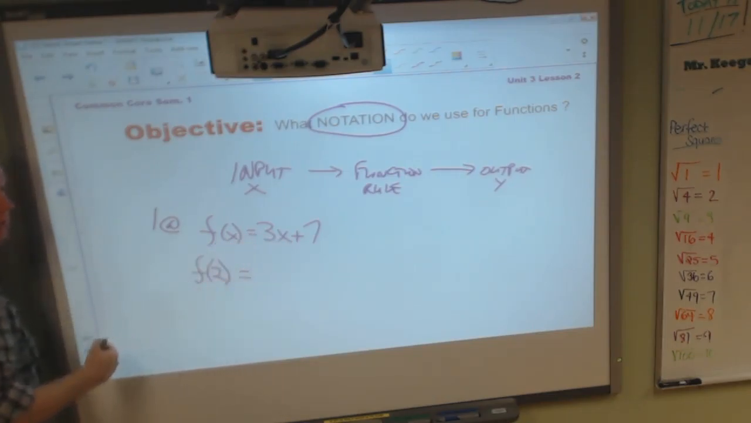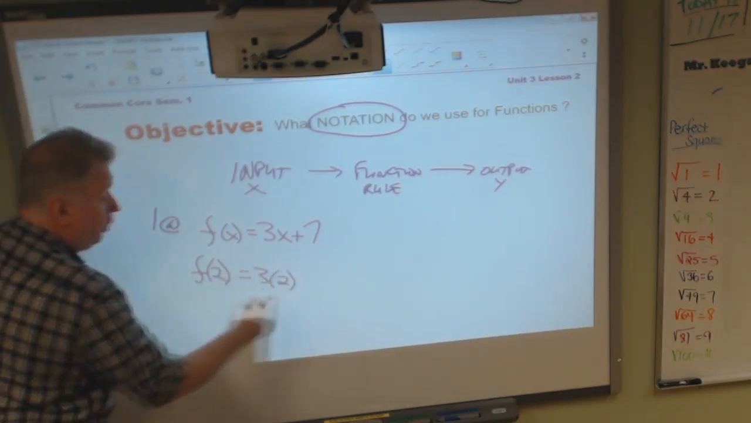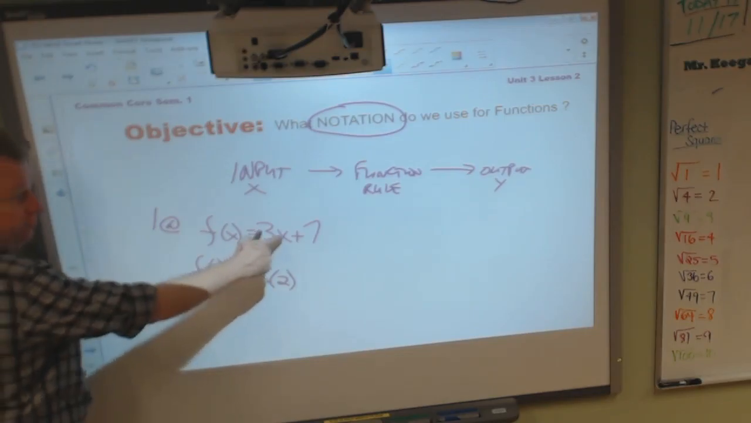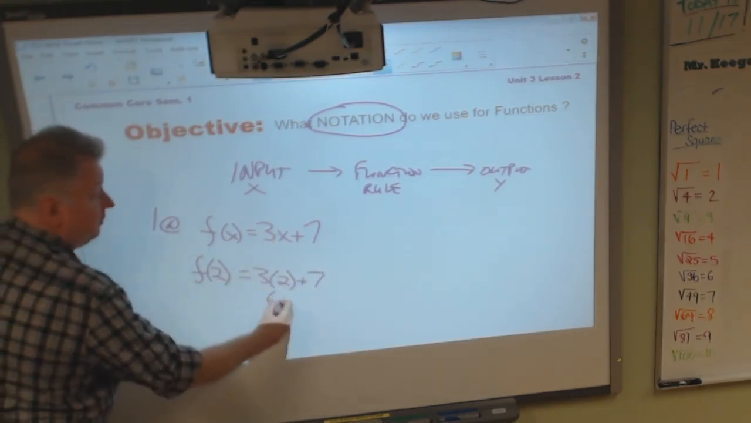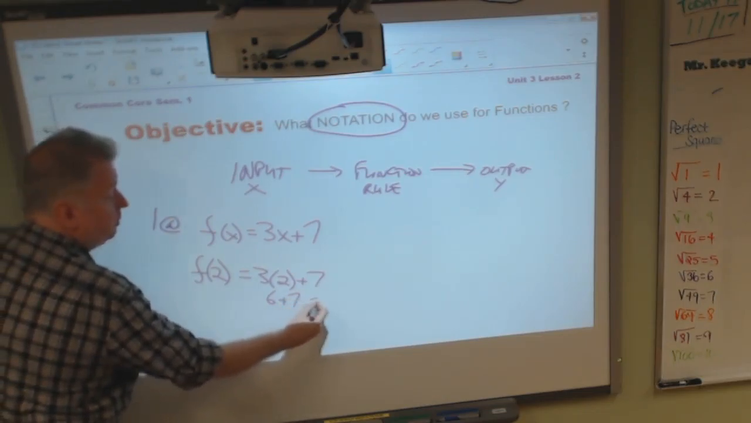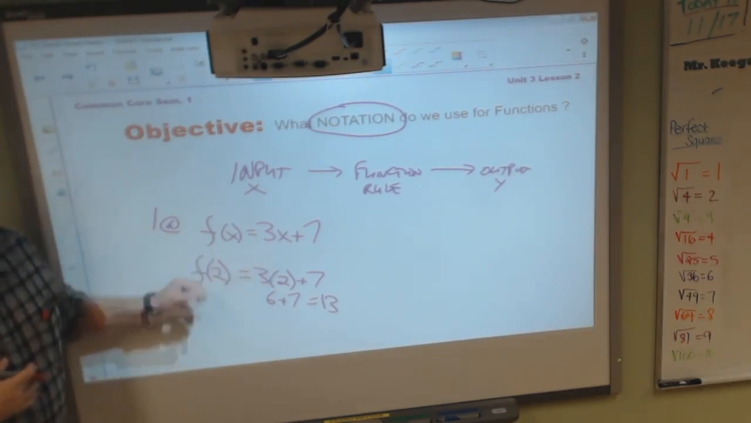How are we going to figure that out? Good. We're plugging in. They're telling you the x is 2, so you replace the x with the 2. 3 times 2 is 6. What's 6 plus 7? 13. So f of 2 is equal to 13. Simple as cake, right? You're just plugging it in.